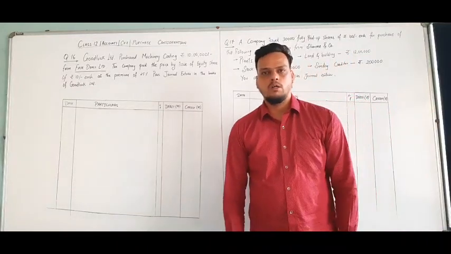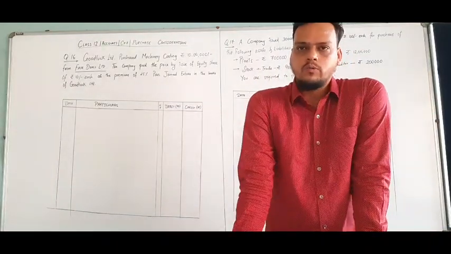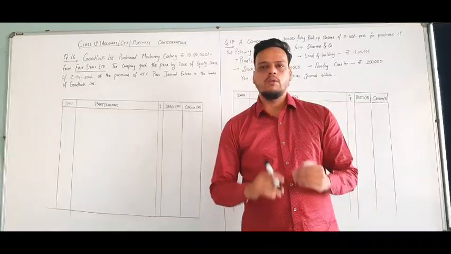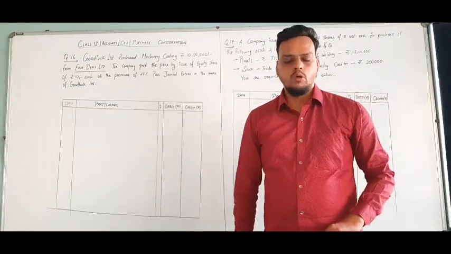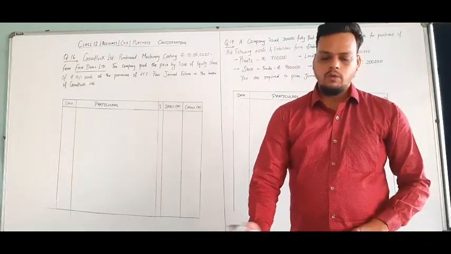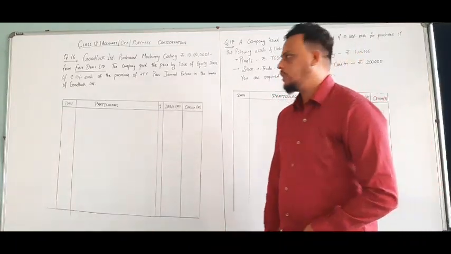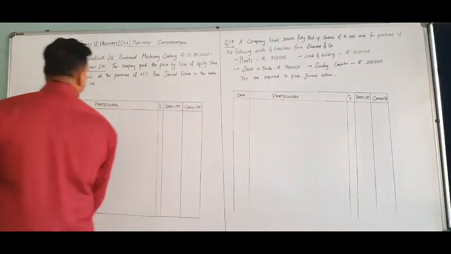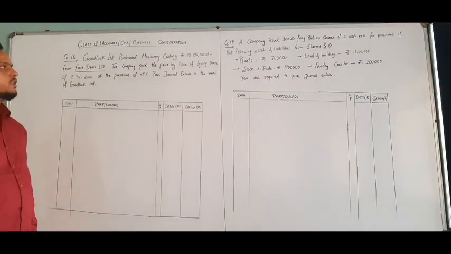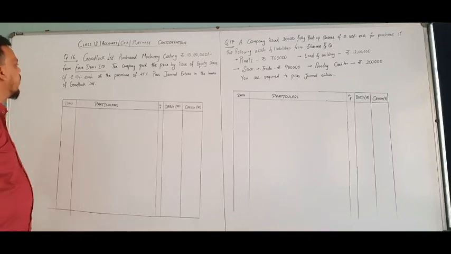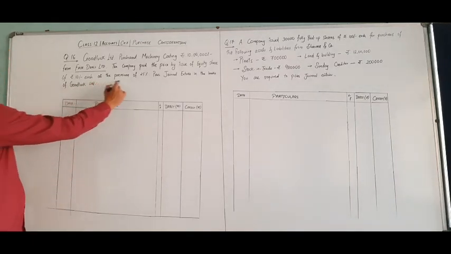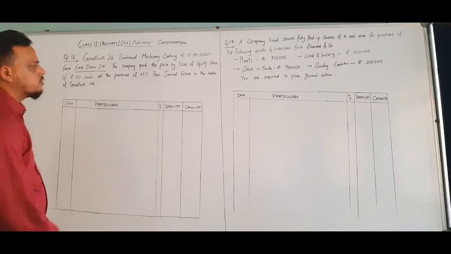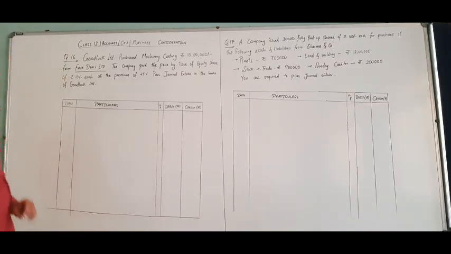In today's topic, I have two questions for you, and if time permits, then we will carry forward with the third question also. But let's begin with the first two questions. I have question number 16 for you. Goodluck Limited purchased machinery costing ₹10,000 from Fair Deal Limited. The company paid the price by issuing equity shares of ₹10 each at a premium of 25%. Pass journal entries in the books of Goodluck Limited.